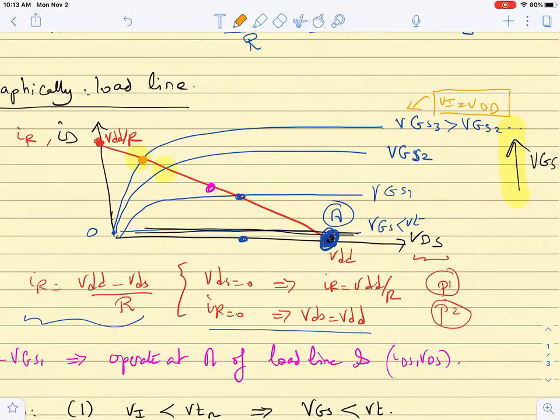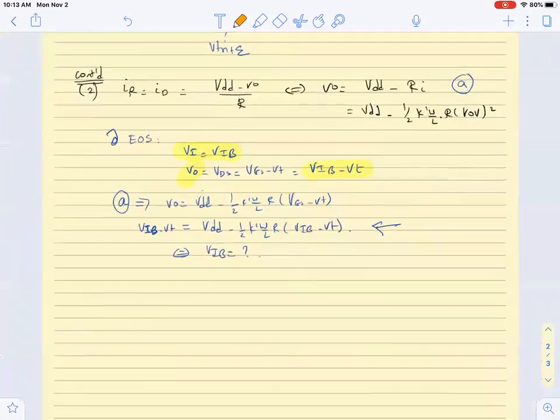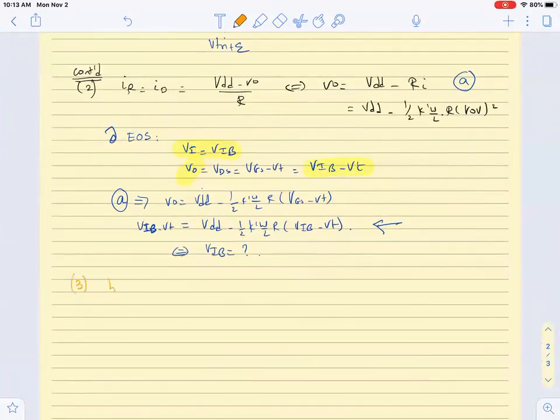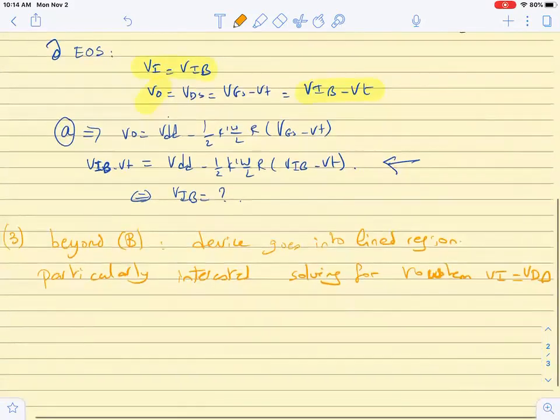Now, if we want to explain this without the graphical method, region number 3 is beyond point B, beyond the edge of SAT. The device goes into linear region, particularly we are interested in solving for V out when Vn is VDD. I want to know what V out equals when Vn equals VDD.